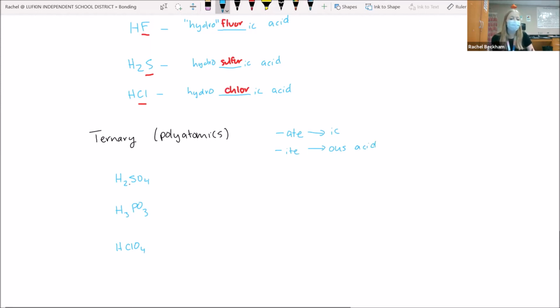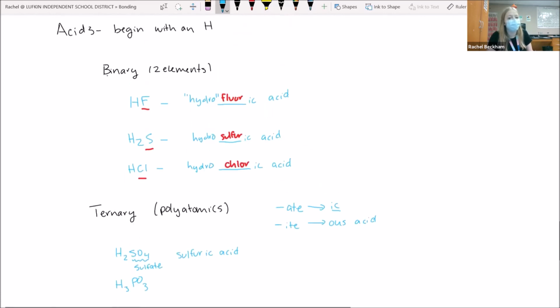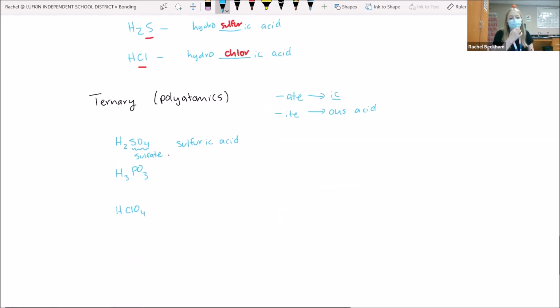So here we have H2SO4. And you notice, okay, there are 3 elements involved. I'm going to look on the back to figure out what this polyatomic is. And you find out that it's sulfate. Okay, so sulfate, you change to ic. So it's going to become sulfuric acid. Sulfuric acid. If you said sulfic acid, I wouldn't count on it for credit. You should put the whole sulfur name for it. Okay, so you don't put hydro in front. So notice that if hydro is in front, it's binary. If hydro is not in front, it's a polyatomic.